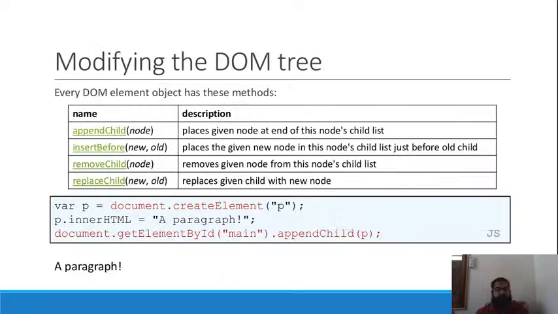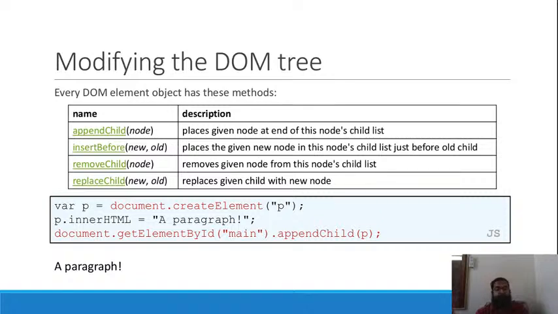Okay, so you can actually do it using append child, insert before, remove child, and replace child. Okay, so append child, and you can pass the node, places a given node at the end of this node's child list. So if you pass a particular node, then it will actually put it at the end of the child list. So if you look at an example in the third line of the JavaScript that is given over here, you can see that you have document dot get element by id main append child p.